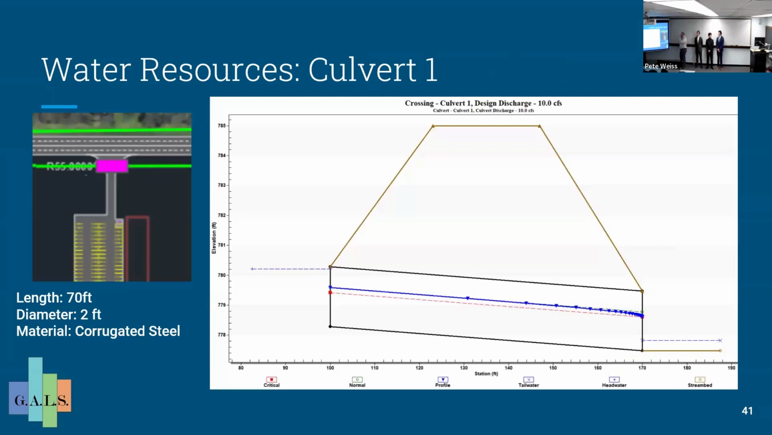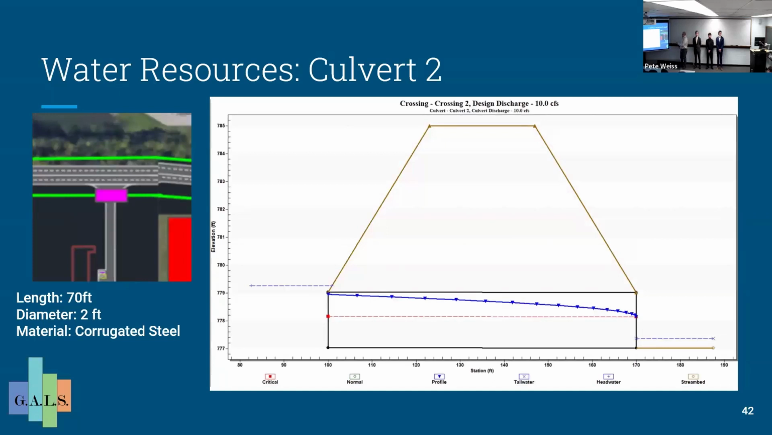This is what my culvert 1 is looking like. This is on the westernmost parking lot for the project. It comes out to a length of 70 feet, has a diameter of 2 feet, and it's made of corrugated steel. As you can see, the roadway in yellow is much higher than the water level for the culvert, so it shouldn't flood over there when we get a good storm.